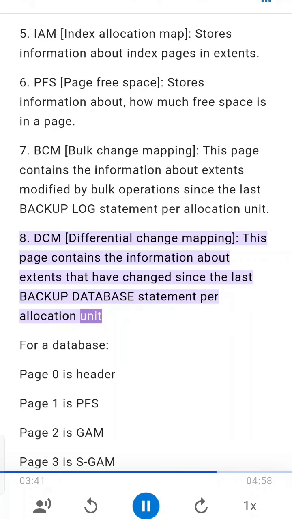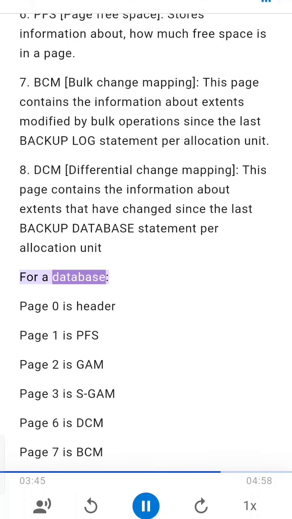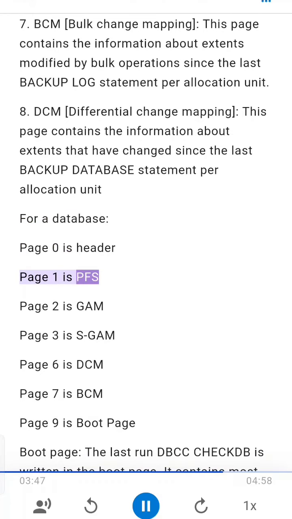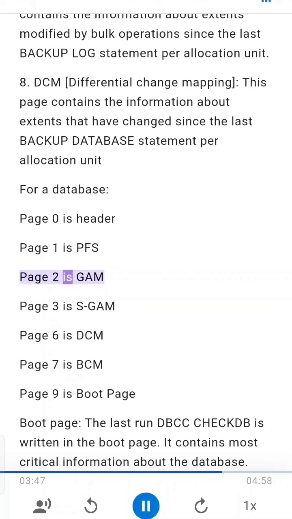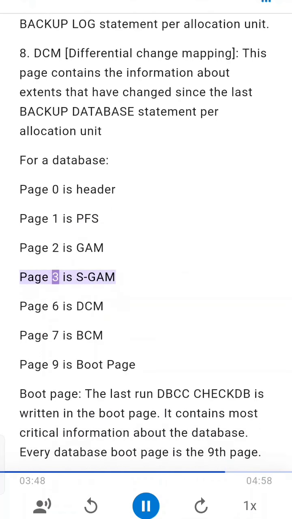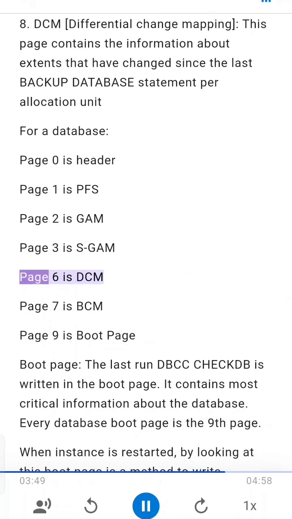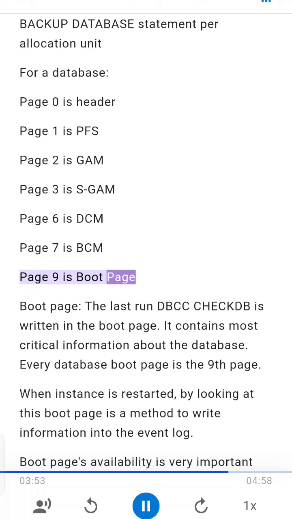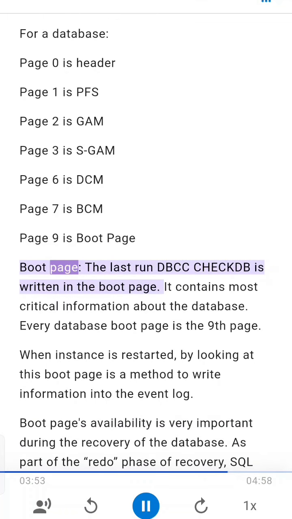For a database, page 0 is the header. Page 1 is PFS. Page 2 is GAM. Page 3 is SGAM. Page 6 is DCM. Page 7 is BCM. Page 9 is the boot page. Boot page. The last run DBCC CHECKDB is written in the boot page.